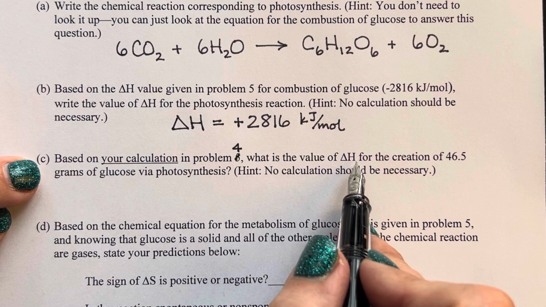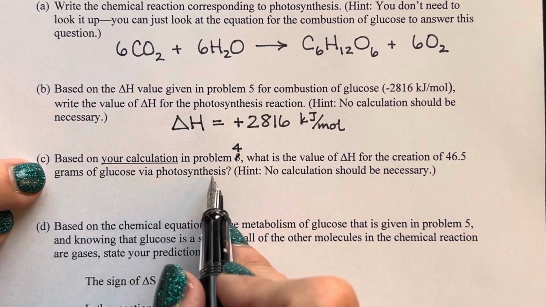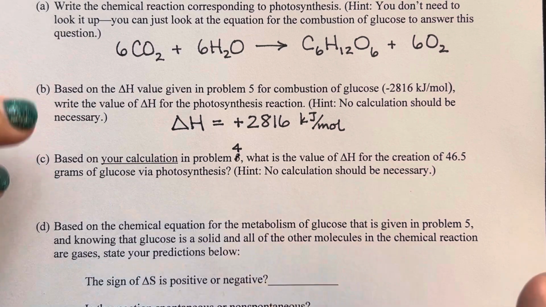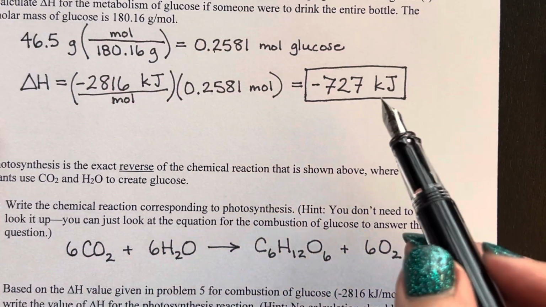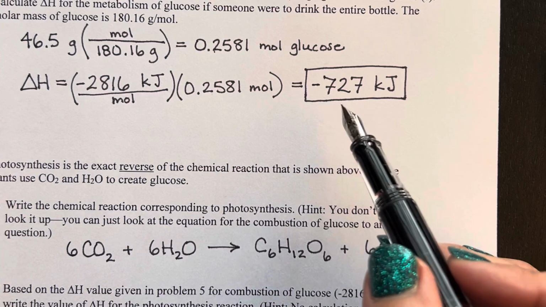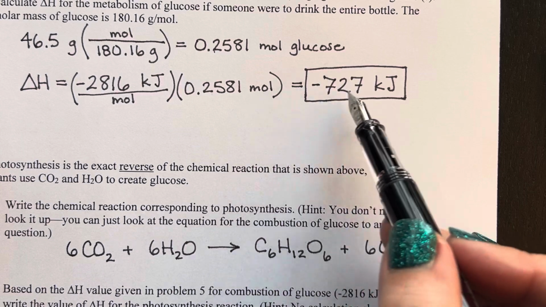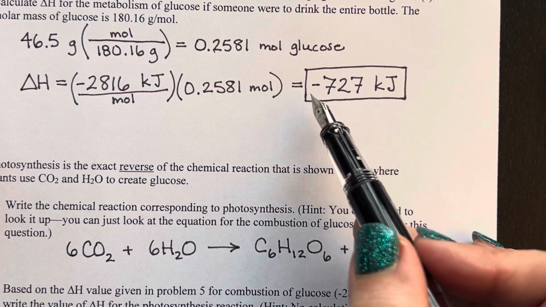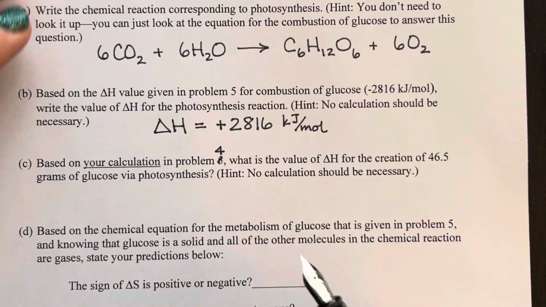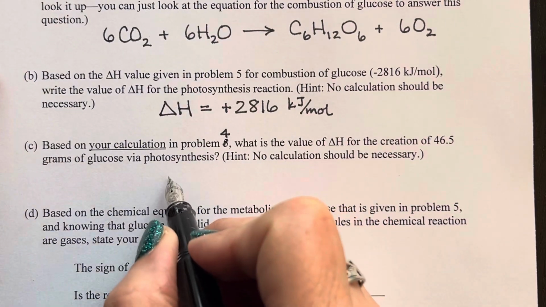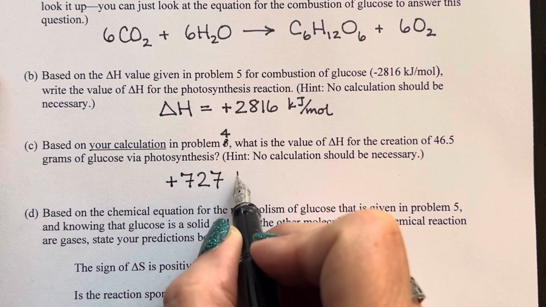What is the value of enthalpy for the creation of 46.5 grams of glucose via photosynthesis? All right. So now we're saying this is the exact opposite, reverse reaction for the same amount. So that means the amount of energy absorbed would be the same, but opposite sign. 727, plus 727 kilojoules.